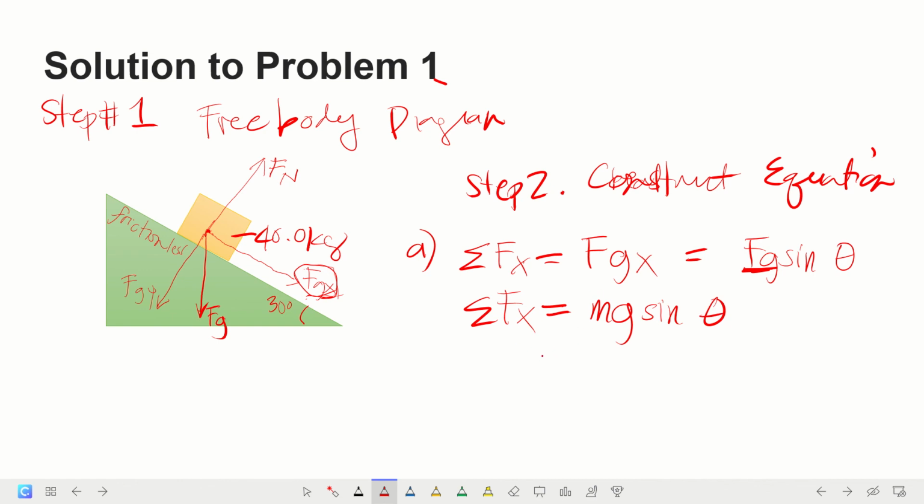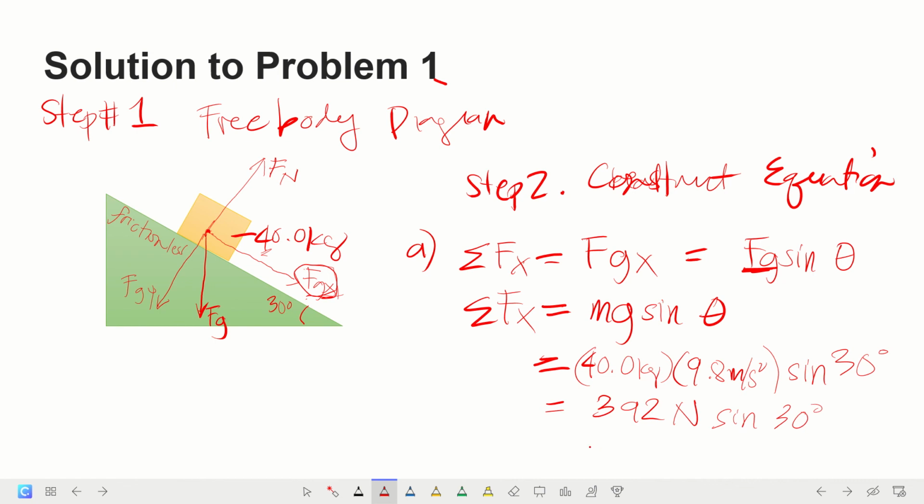So, what is the mass of the object? Let us now substitute and evaluate this equation. The mass of the object is 40 kilograms. The acceleration due to gravity is 9.8 meters per second squared. The given angle is 30 degrees. To solve for this, 40 times 9.8 is 392 Newtons, times sine 30 degrees.